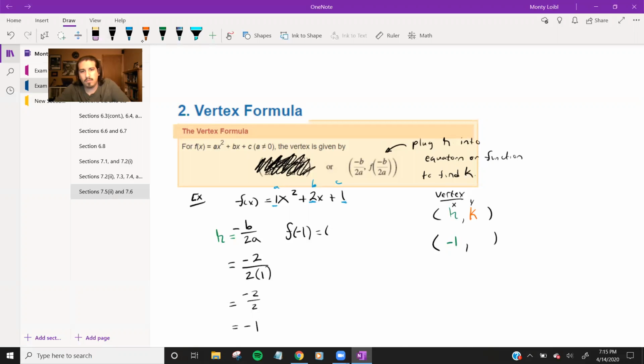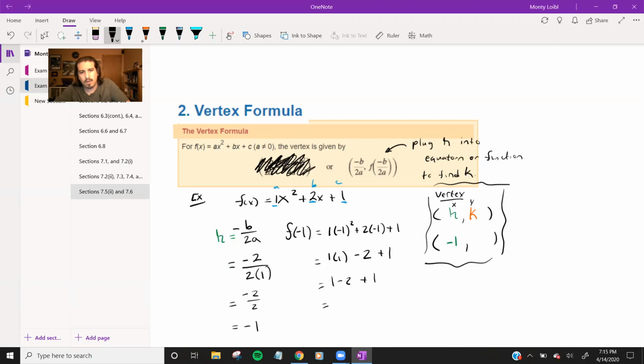So you get 1 times negative 1 squared plus 2 times negative 1 plus 1, right? So we can work this down. Negative 1 squared is positive 1. Times this would be a negative 2, plus 1. All right, so you get 1 minus 2. What is this? This is negative 1 plus 1. So this is 0. So we have 0 as our y value for the vertex point there. Okay, so that's using the vertex formula.